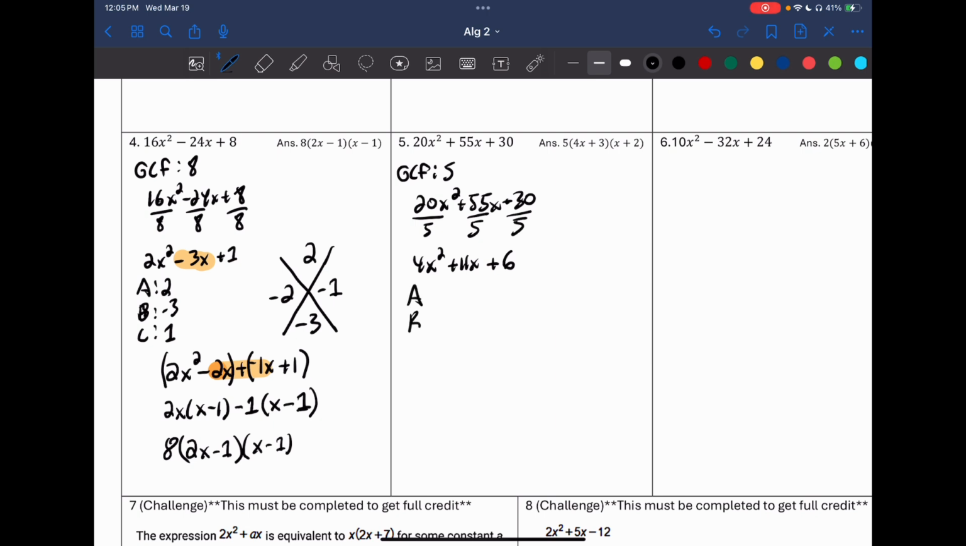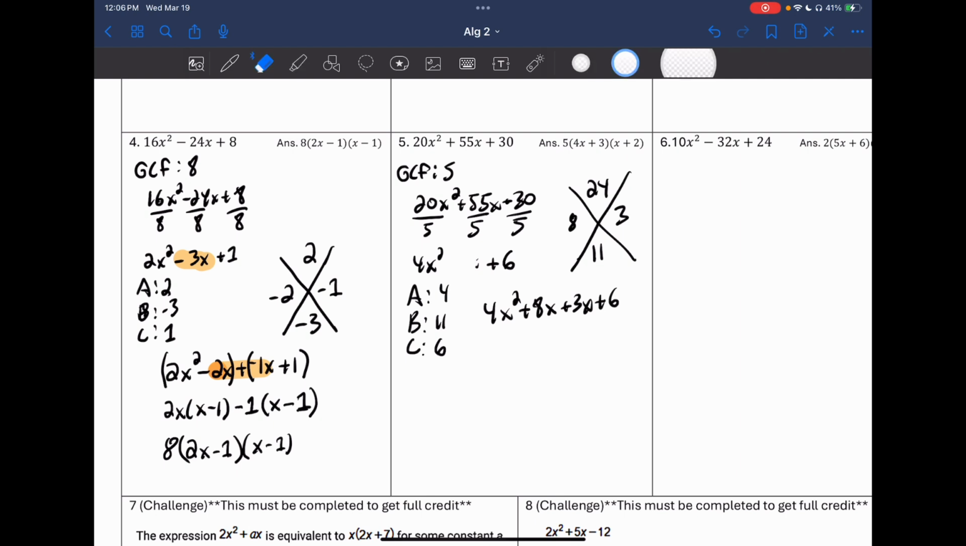And we're going to do A, B, and C, label our coefficients. 4, 11, and 6. Make our magic x. Do that up here. A times C is 24. B is 11, so we're looking for two terms that multiply to 24. Add to 11. I think 8 and 3 will do the trick just fine. And then we're going to rewrite this 4x squared plus 8x plus 3x plus 6.